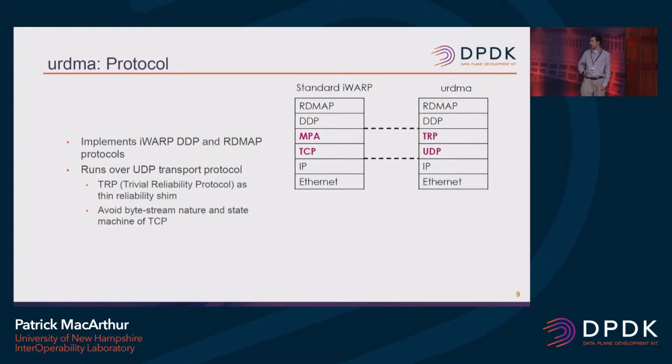So the protocol that urdma implements is the top level of the iWarp protocols, but it implements it over UDP for reasons of simplicity. And I implemented a very simplistic reliability shim over UDP to just get the minimum protocol to implement reliable messages.